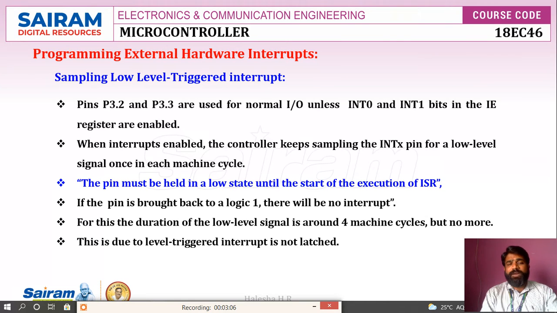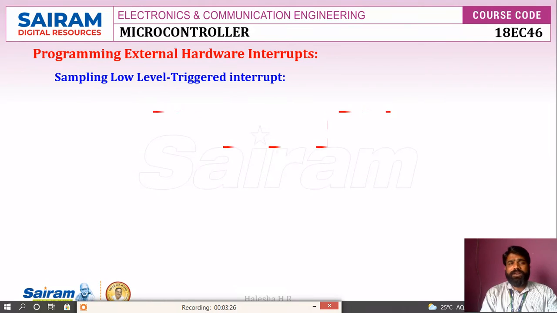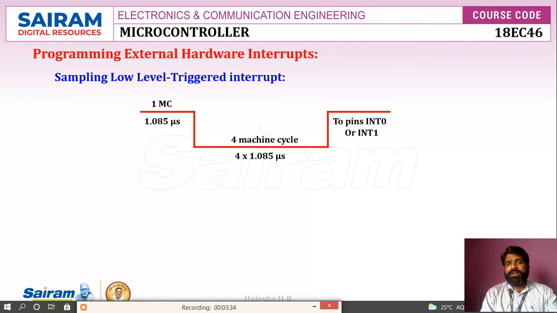And this is because level triggered interrupts are not latched. Level triggered interrupts are not stored in any register, unlike the timer overflow flags, which are stored as timer 1 overflow and timer 0 overflow. It is not like that here. So level triggered interrupts are not saved. It should be high for a minimum of 1 machine cycle and low for a machine cycle, and then again the interrupt will occur.